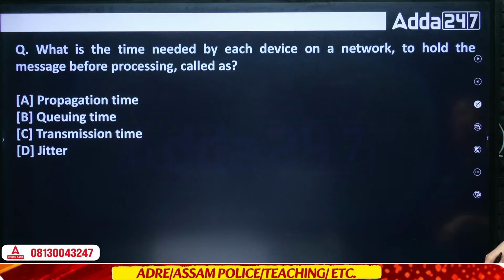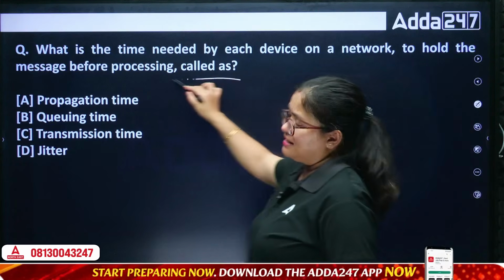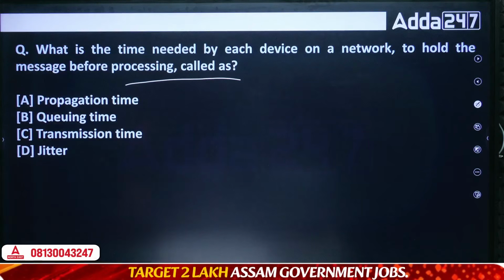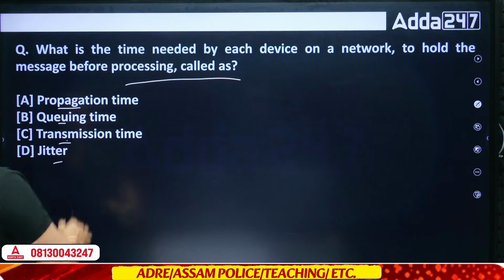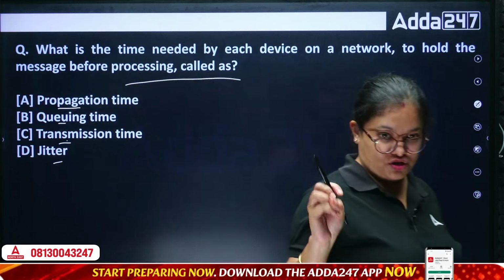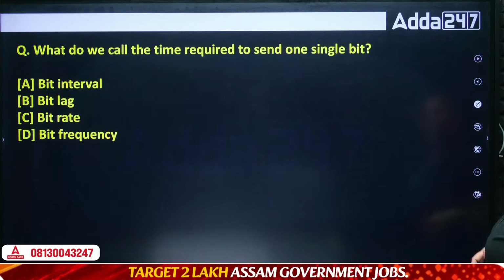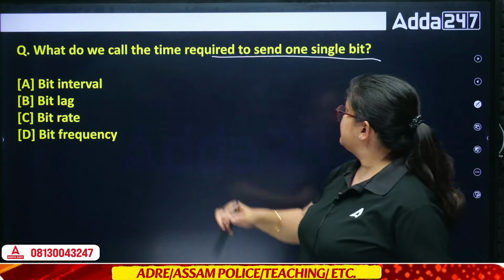Next, what is the time needed by each device on a network to hold a message before processing? So before processing, I want to give a particular time for a network. So that time is known as what? Propagation time, queuing, transmission time, or jitter time? Whenever we say processing time, it is always known as queuing time. Do you remember?